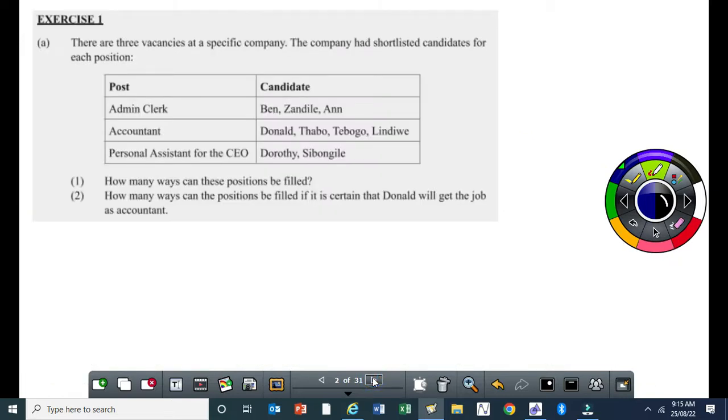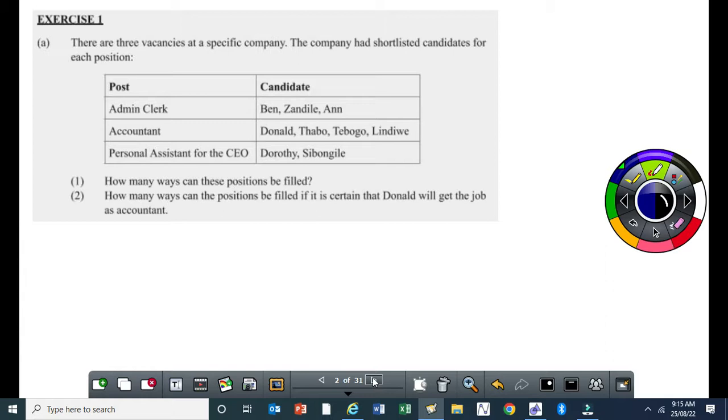I don't want that. Right, let's move on to another example. Now, it's going to get a little bit complex with this one. The question says, there are 3 vacancies at a specific company. The company has shortlisted candidates for each position. So we have the posts here. There are 3 posts. We have an admin clerk, and there were 3 candidates for that post. Then for accountant, there were 4 people. And for the personal assistant to the CEO, there were 2 people who applied, maybe they were shortlisted.